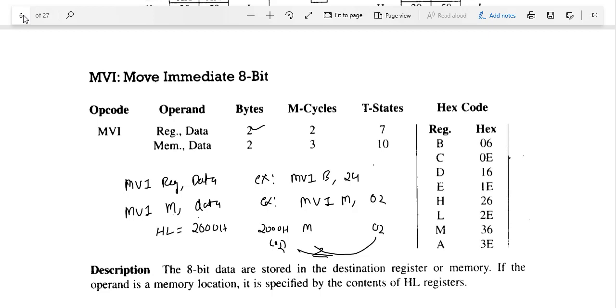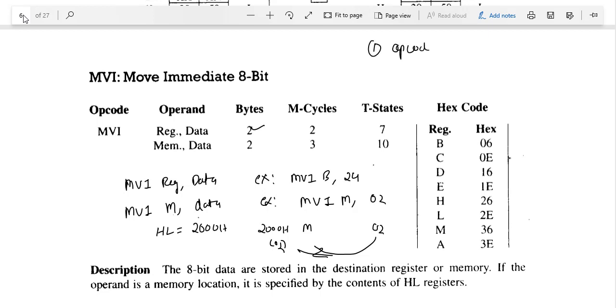One machine cycle is opcode fetch, another is memory read, and we will try to find another machine cycle depending upon whether we are carrying out the operation with the memory or an input device. If we are taking data from the outside, then we will count it as a machine cycle. Otherwise, if we are carrying out the operation within the processor, then we will not count it as a machine cycle. So in the first case, it is a 2-byte instruction, and it has 2 machine cycles.